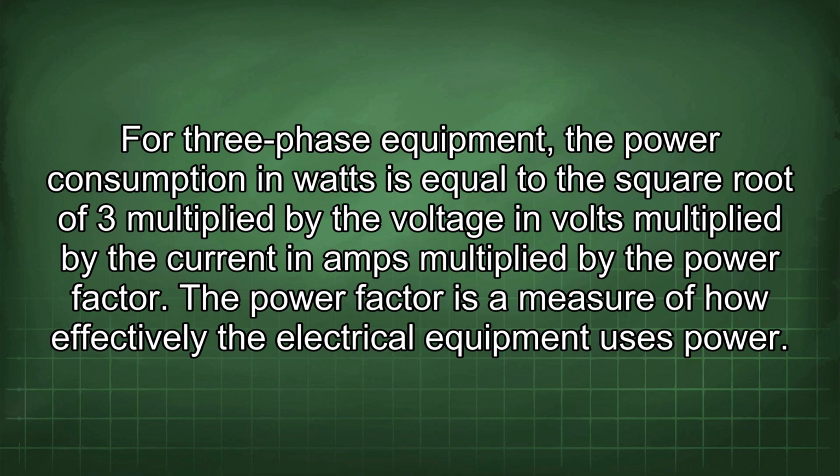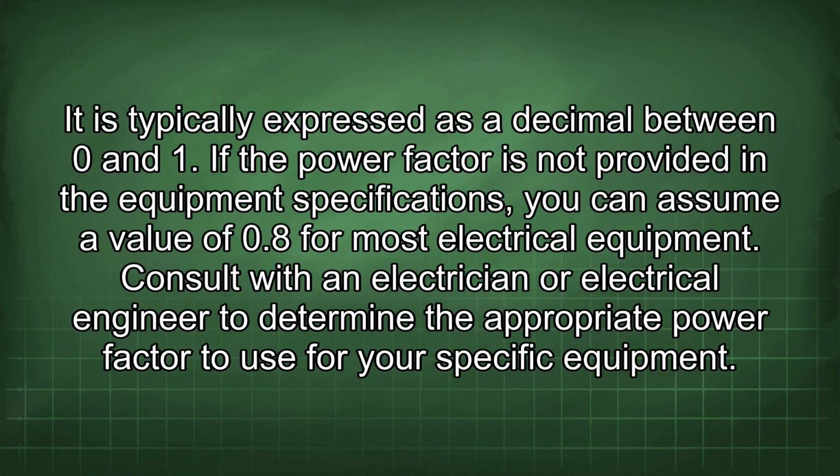The power factor is a measure of how effectively the electrical equipment uses power. It is typically expressed as a decimal between 0 and 1. If the power factor is not provided in the equipment specifications, you can assume a value of 0.8 for most electrical equipment. Consult with an electrician or electrical engineer to determine the appropriate power factor to use for your specific equipment.